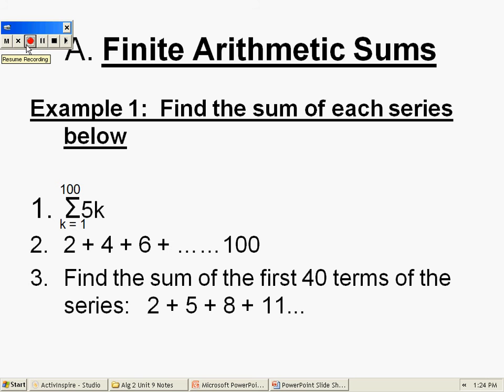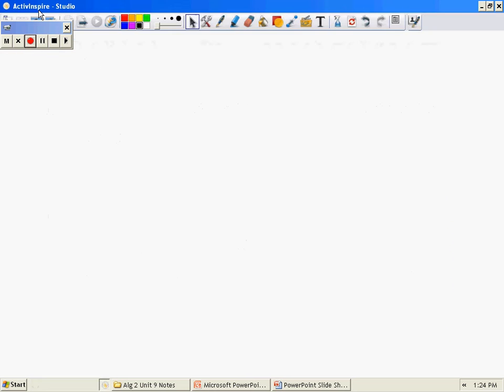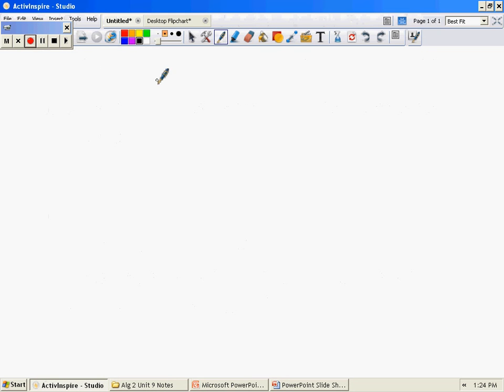So we're going to do number 1 first here. 100 is the upper limit, 1 is the lower limit, and the nth term is 5k. So here we go. Let me rewrite it. Okay, now we have this formula which will tell us what we would get if we added all the numbers from the first term to the 100th term of the nth term 5k. So here's our formula that will do the work for us.